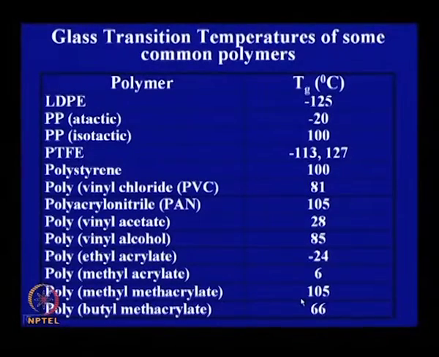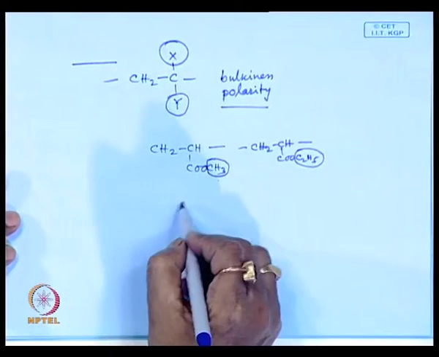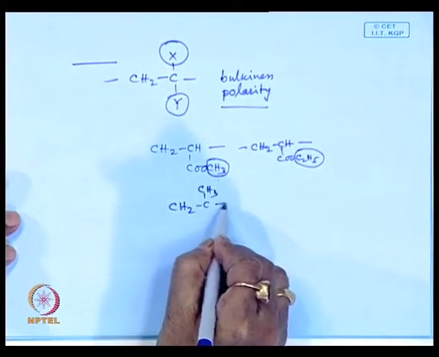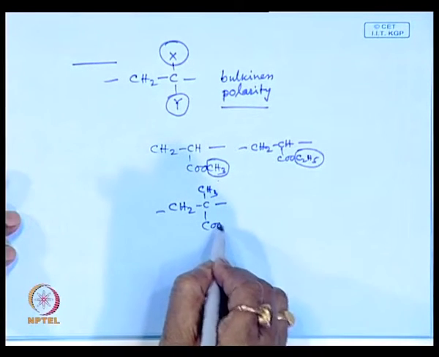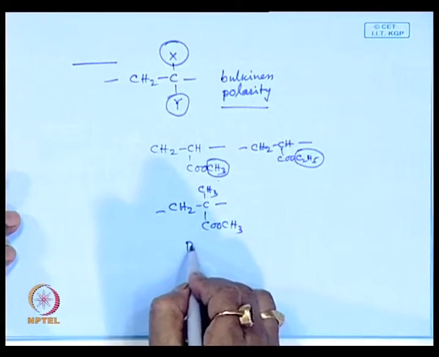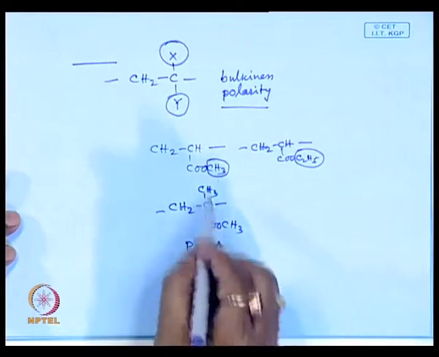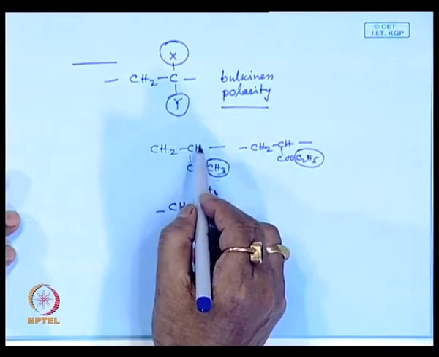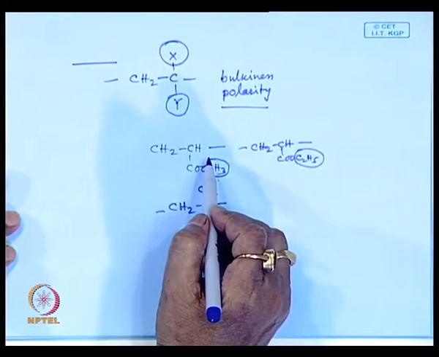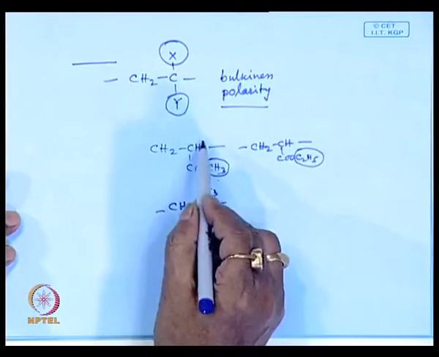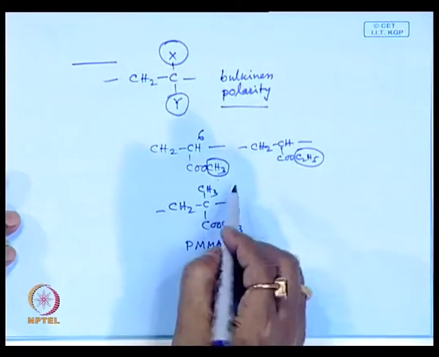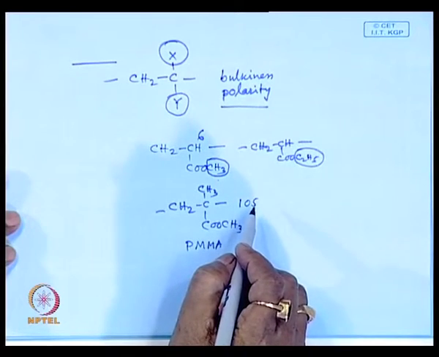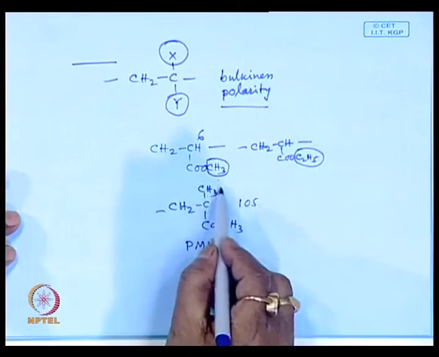Further, if you compare another polymer, this is PMMA, compare this polymer with this polymer, its Tg value is minus 24, 6 degree, its Tg is 105 degree. So, that change has come from this methyl group.